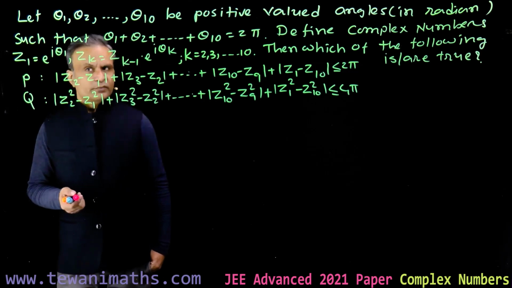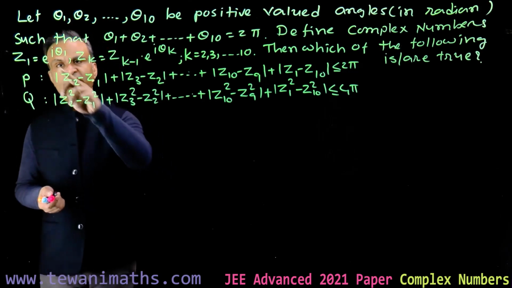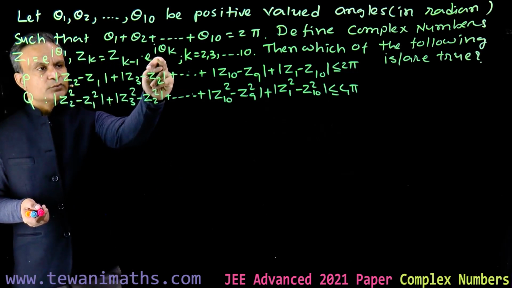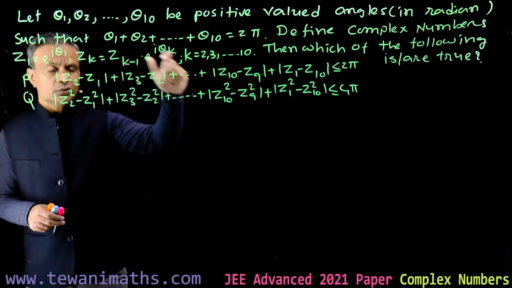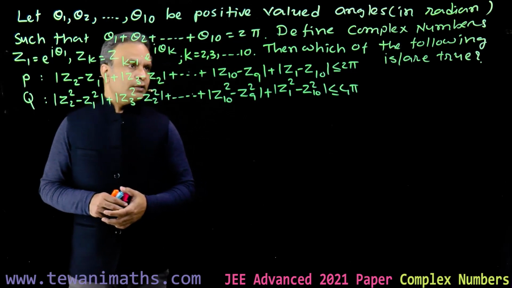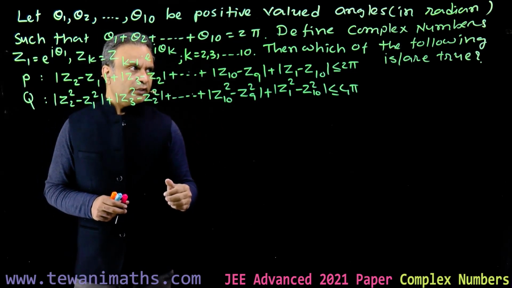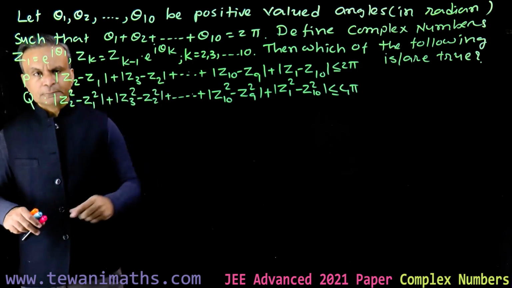Now we define complex numbers z1 and zk, where z1 is e power iota theta 1 and zk is z(k minus 1) into e power iota theta k. This recurrence relation holds for k equal to 2, 3, 4 up to 10. Then which of the following two statements are true? Here we have two statements, P and Q.